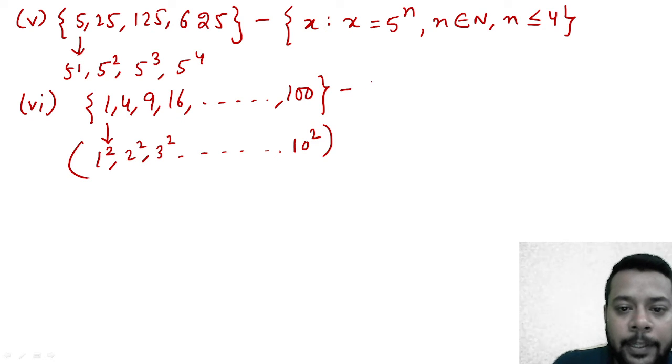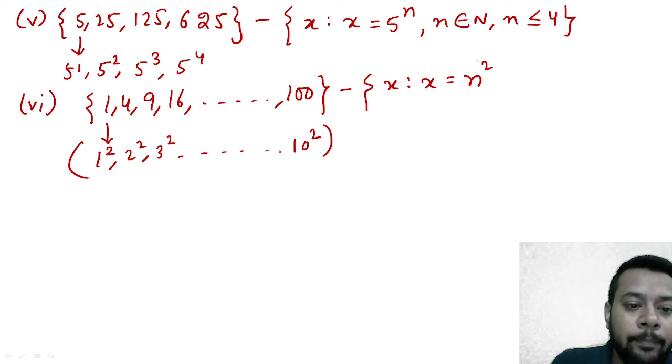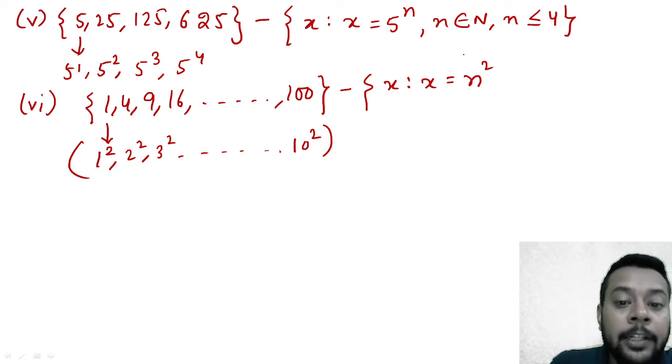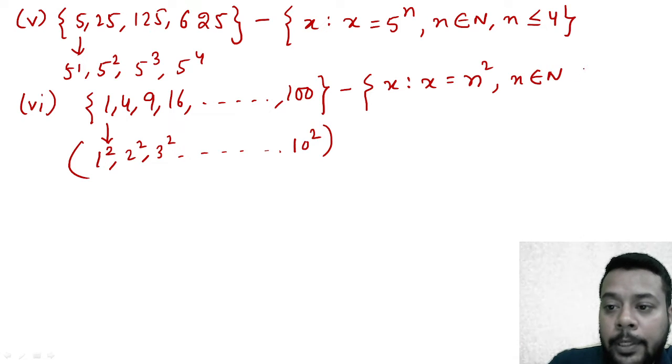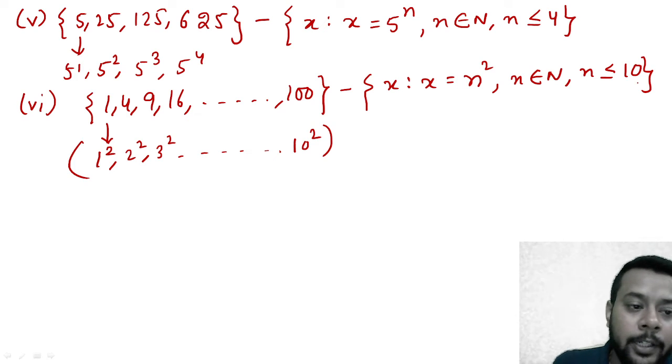So how can we express this in roster form? X is equal to n square, because this time the square is permanent, and the natural number is changing, meaning the base number is changing. So it will be n square, where n belongs to natural numbers and n should be less than or equal to 10.